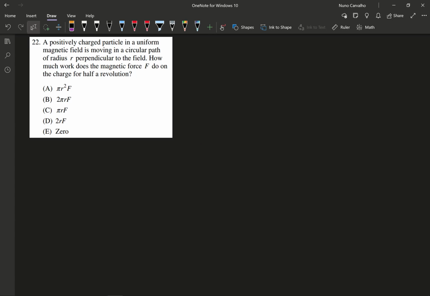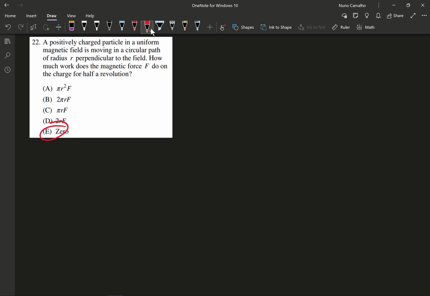Number 22, a positively charged particle in a uniform magnetic field is moving in a circular path of radius r perpendicular to the field. How much work does the magnetic force F do on the charge for half a revolution? Okay, so we have to work here with angles and stuff. No, we don't. Actually, it's just going to be E. And why is that? This is a fact that you should memorize for the exam, that a magnetic force does not do any work on a charged particle.